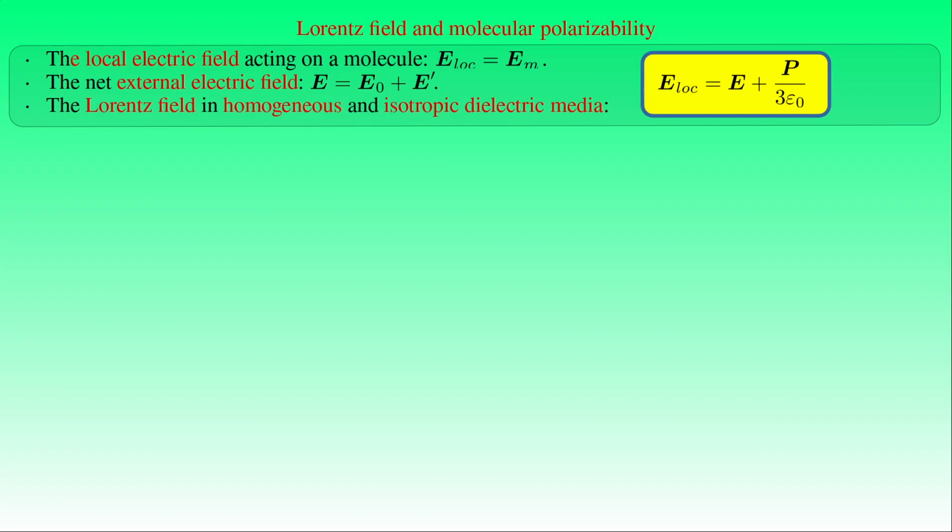Then the local electric field E loc in any dielectric can be written as the sum of the net external field E acting at a given point in a material, and the polarization vector field P over 3 times the vacuum permittivity epsilon naught. This resultant field is called the Lorentz field in homogeneous and isotropic dielectric media.